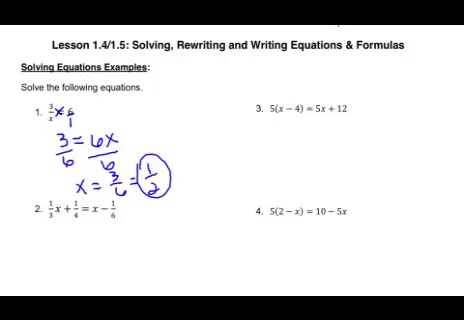So x equals 1/2. Now if we were to plug this in, 3 over 1/2, dividing by a fraction is the same as multiplying by the reciprocal. So this is the same as 3 times 2, which we know is 6. So 1/2 is the correct answer for x.